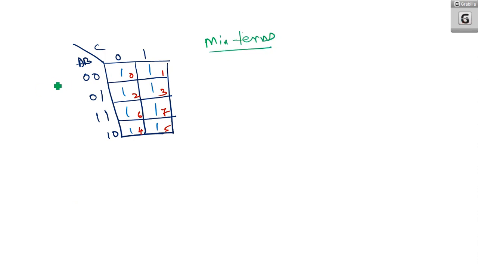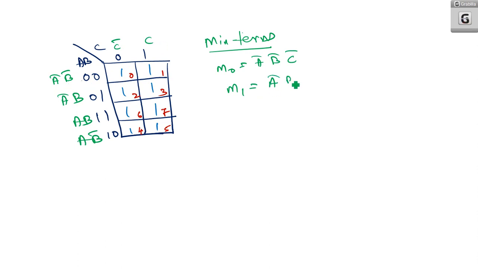So here I can write A bar B bar, A bar B, A B, A B bar, and C bar, C. Now M0 I can write as A bar, B bar, C bar. M1 is A bar, B bar, C. M2 I can write as A bar B C bar. M3 is A bar B C.